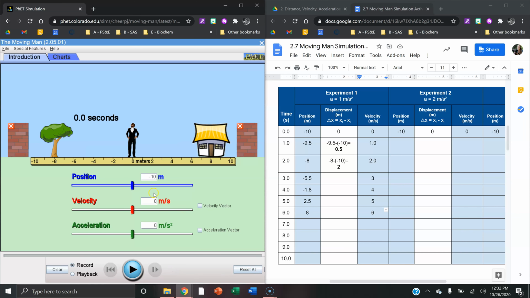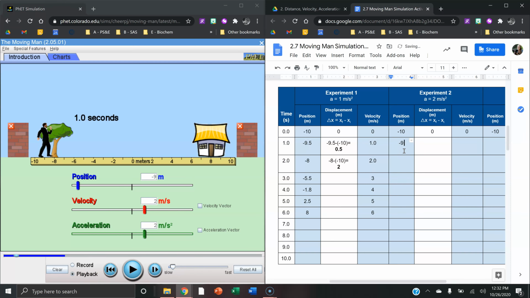Once again, my position will be minus 10, and this time I'm setting my acceleration to be 2. I'll hit play and watch him move. Then I'm going to do my playback. So now I'm writing in the experiment two column. So at 1 second, my position is minus 9 and my velocity is 2. And again, I'll leave you to do your own displacement calculations.